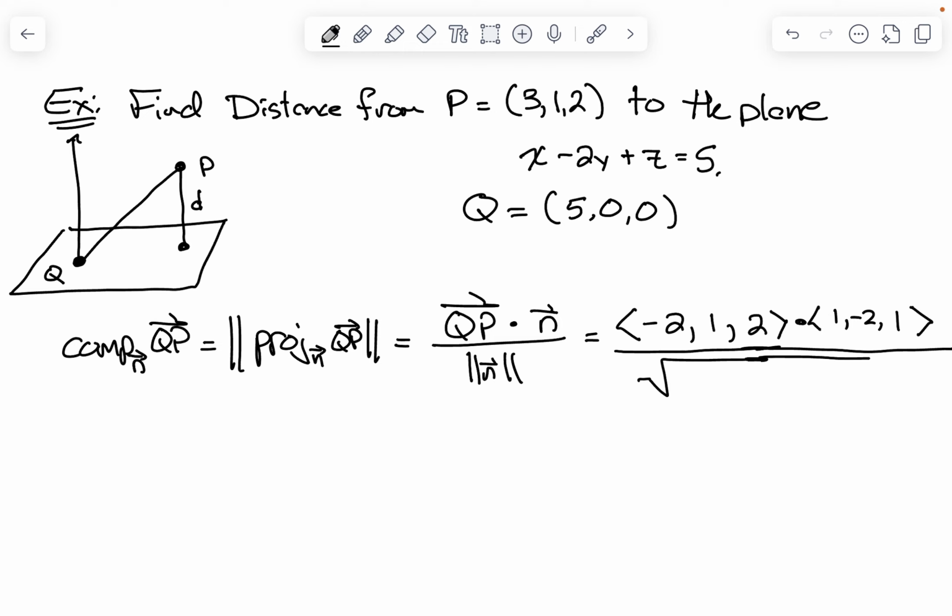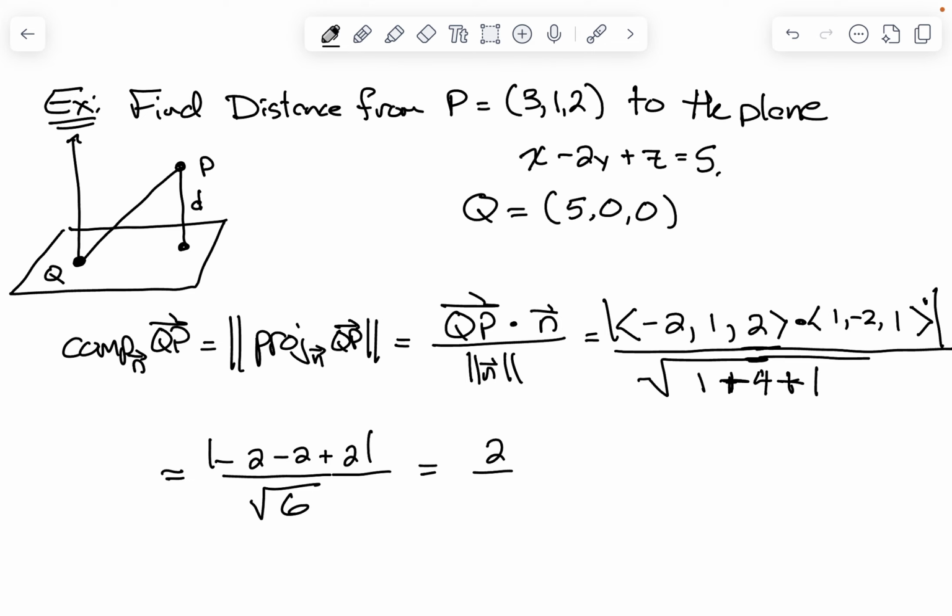So the size of N is the square root of 1 squared plus 2 squared plus 1 squared. And so this dot product up top, oh, and it's the absolute value of this. So the dot product up top is going to be negative 2 minus 2 plus 2. And on bottom, we've got square root of 6. So this winds up being 2 over square root of 6. That's the distance from the point to the plane.